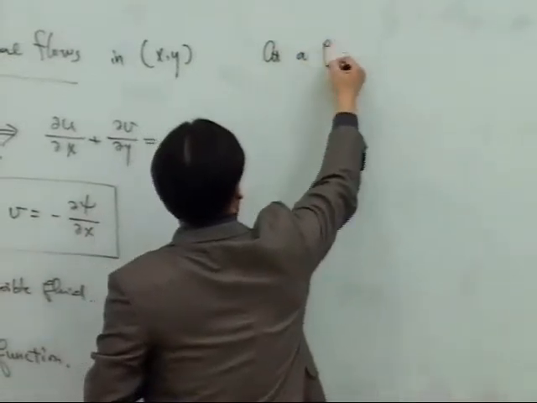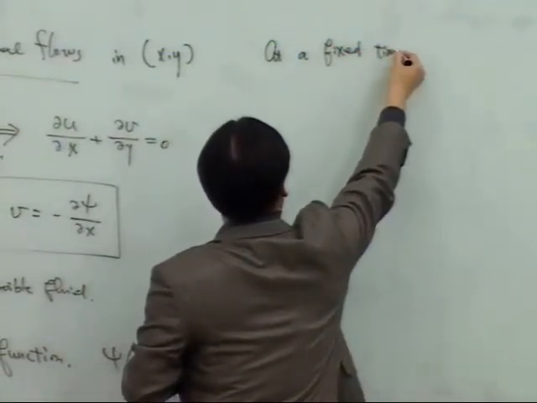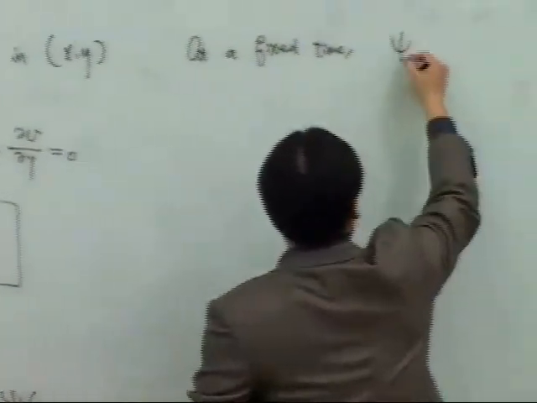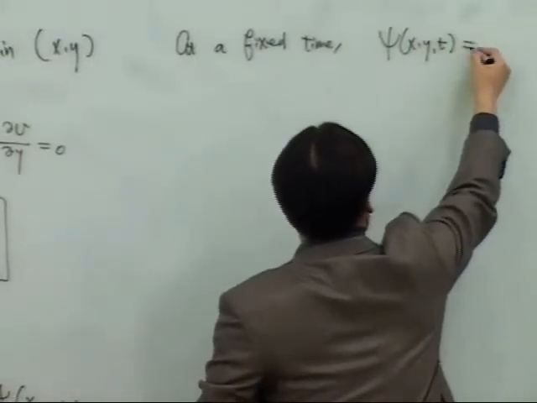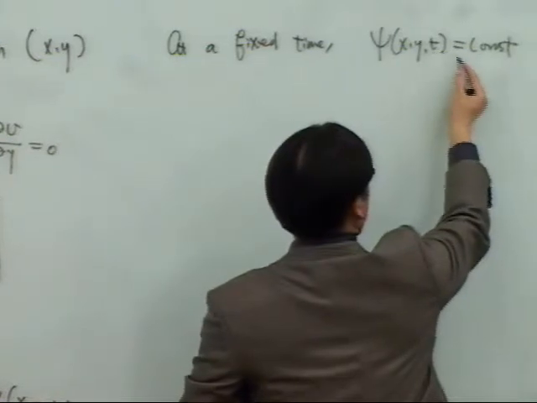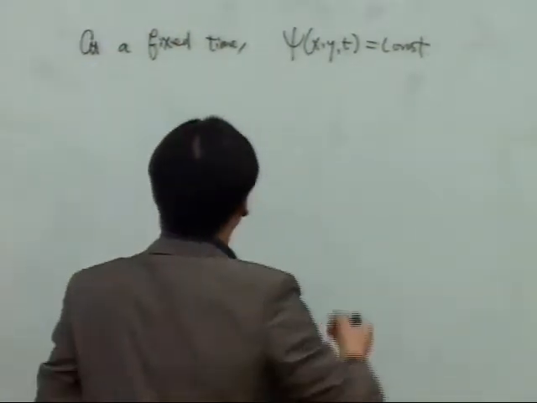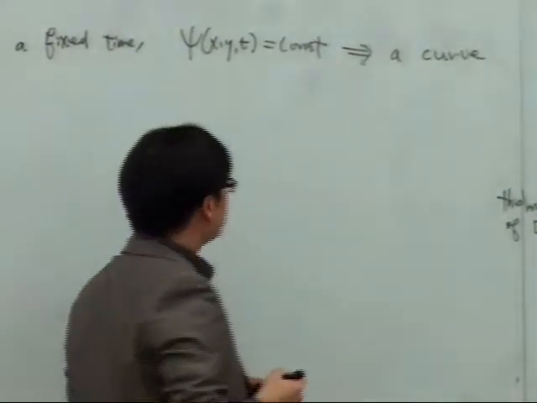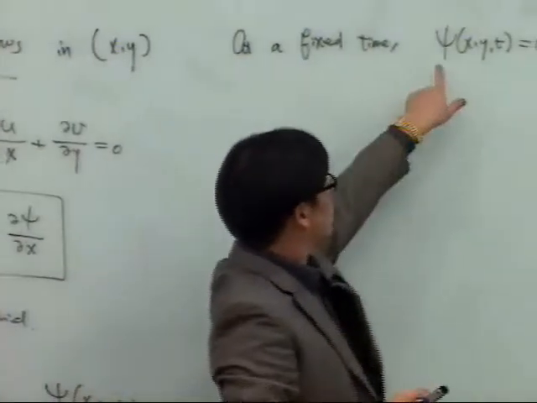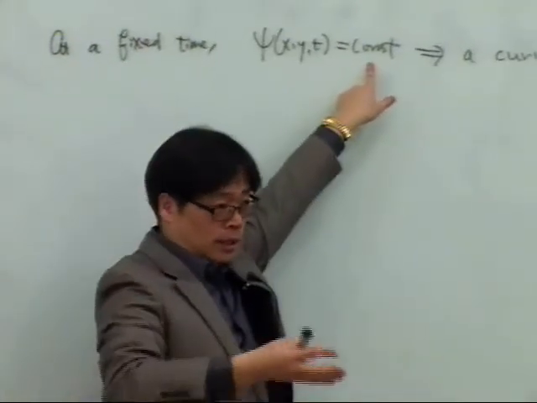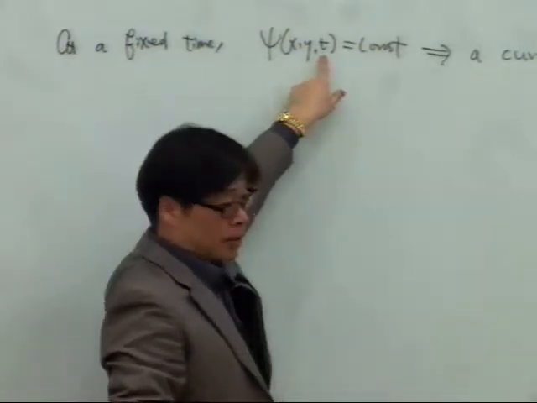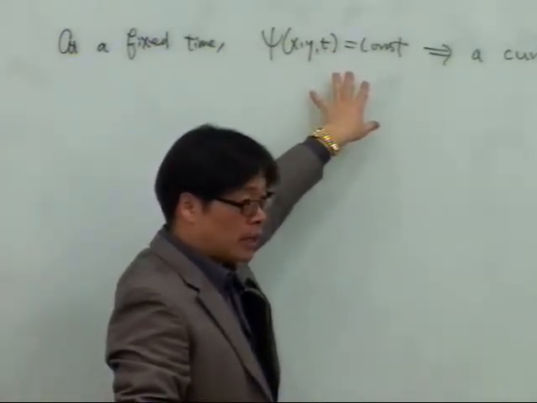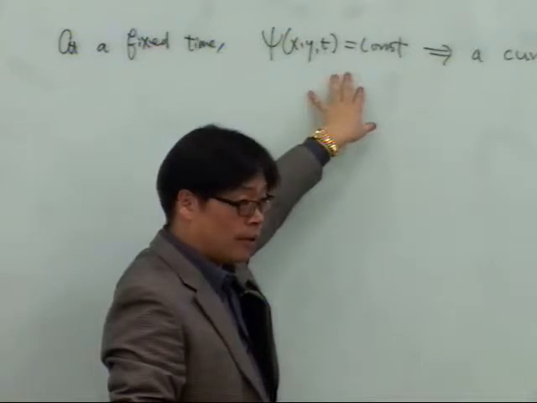At a fixed time, psi(x, y, t) equals a constant. So this is fixed, this is constant. And then this will give you a curve, right? So when I say psi is some constant, 0 for example, then t is fixed, and this gives you the relation between x and y. That is nothing but a representation of a curve.